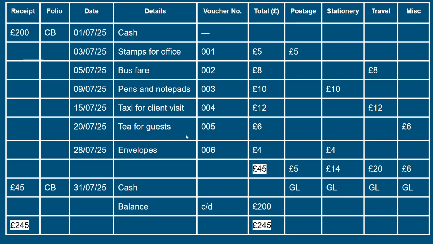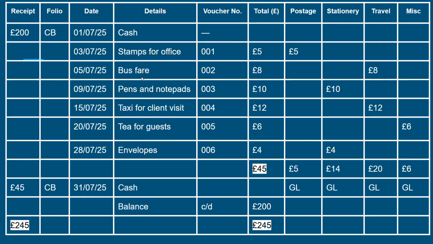First of all, we've got receipt, £200, and we connect that to our cash book, and that was on the 1st of July. For the details, we write cash. We do not put any voucher number on that. Then on the 3rd of July, as we said, stamps, and we put that into postage.